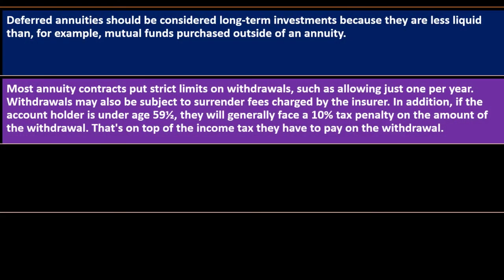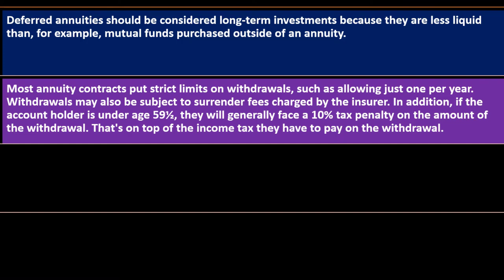Most annuity contracts put strict limits on withdrawals, such as allowing just one per year. Withdrawals may also be subject to surrender fees charged by the insurer. In addition, if the account holder is under age 59 and a half, they will generally face a 10% tax penalty on the amount of the withdrawal.